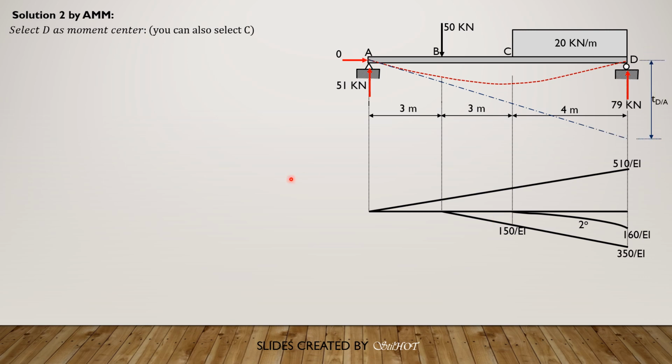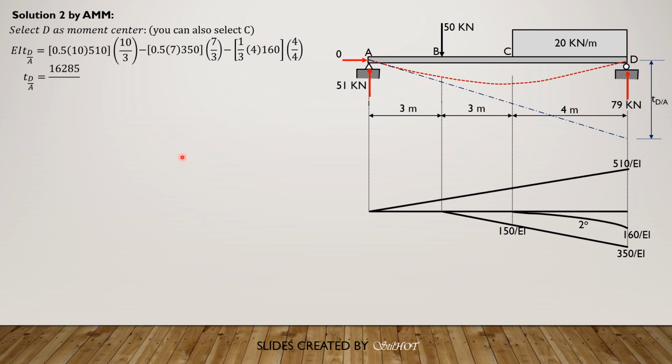So this is the deviation of D relative to A. If that's correct, then we expect this deviation of D relative to A to be positive. So, area of triangle, 1/2 of 10, or 0.5 of 10, times 510, times 10/3 moment arm. Then minus quantity 0.5 of 7 times 350 times 7 over 3 moment arm. Then minus 1/3 of 4 times 160 times 4 over 4, or 1, the moment arm. So the deviation of D relative to A is equal to positive 16285 over 3 EI.